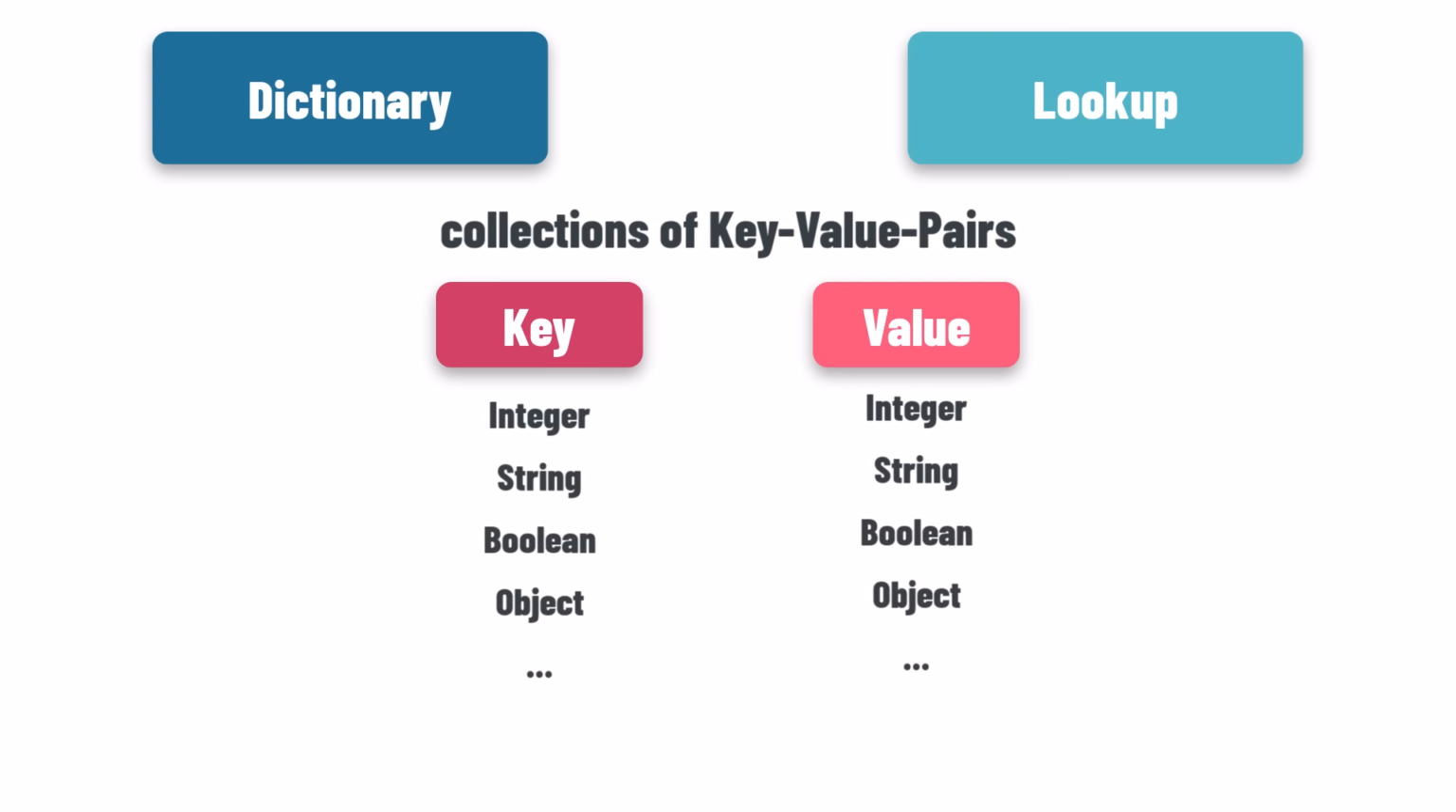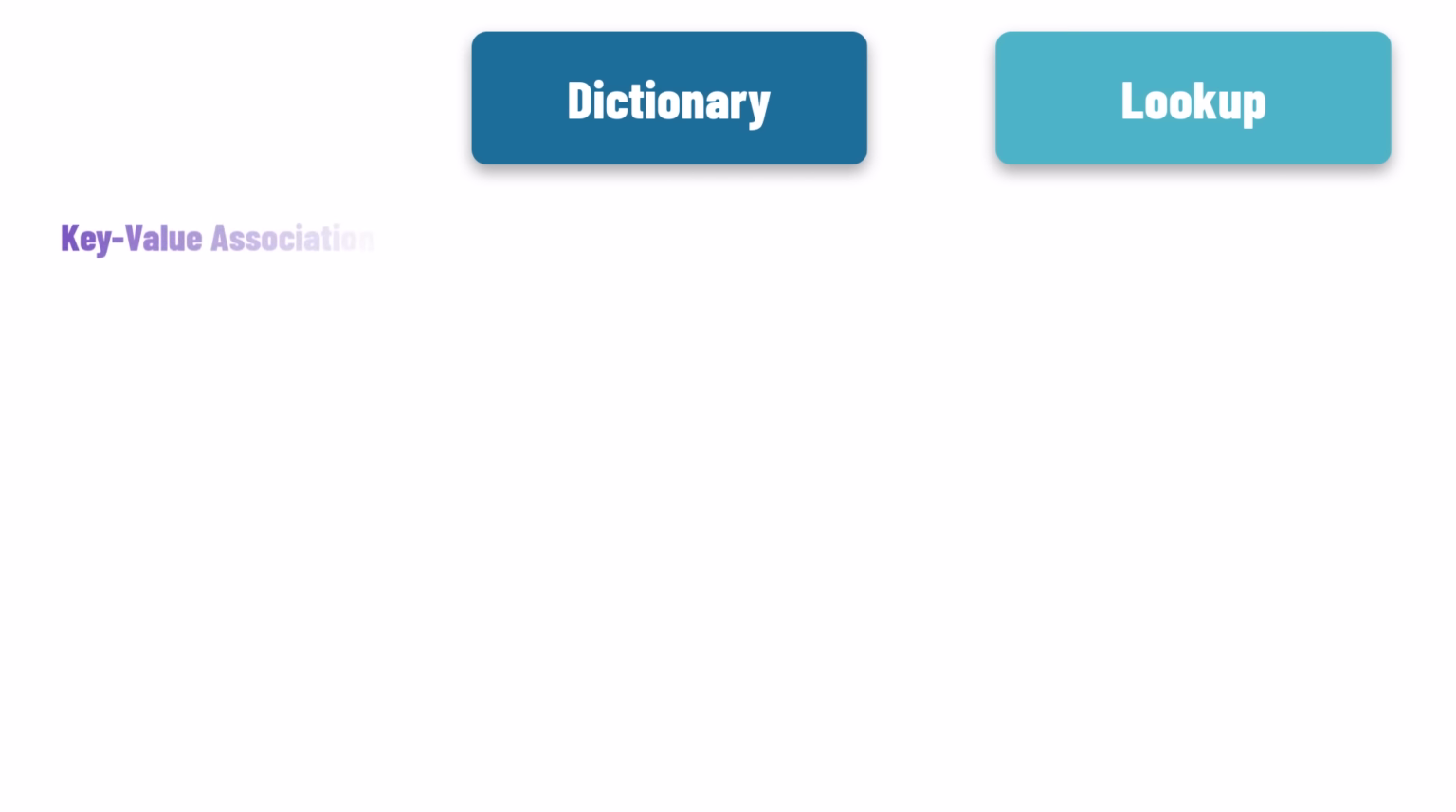The differences between dictionary and lookup are the following. Key-value association. A dictionary is strict, one key, one value. Try to add a duplicate key, and you will get an exception. A lookup, in contrast, allows a single key to have multiple values. In other words, a dictionary has each key only once, while a lookup could have the same key more than once.